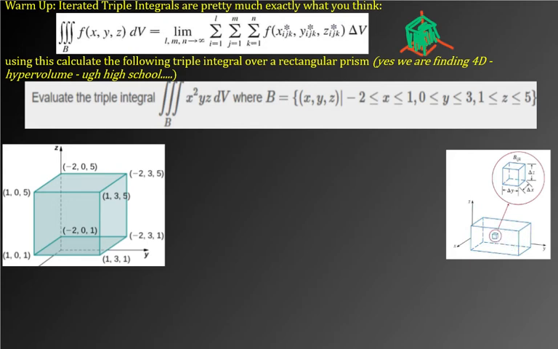When we calculate a triple integral over a rectangular prism, this object is what we're calculating the integral over, and we really are finding a four-dimensional hypervolume. And I have a joke from high school. There's a lot to be said here, and I won't get into it too much. You can truly conceptualize four-dimensional hypervolume.